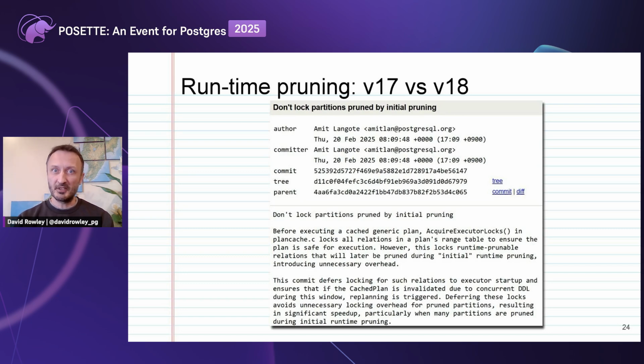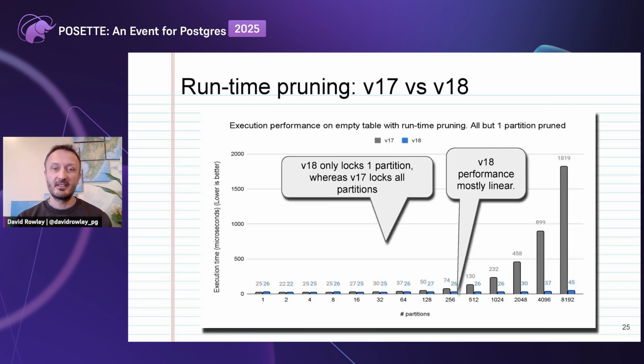And that improves things fairly massively. And we can see here, along the bottom, I started at one partition and I'm just doubling that each time until I get to 8,000 partitions. And you can quickly see that the Postgres 17 doesn't scale well. And just keep in mind the unit of measure here is in microseconds. So this isn't a large amount of time.